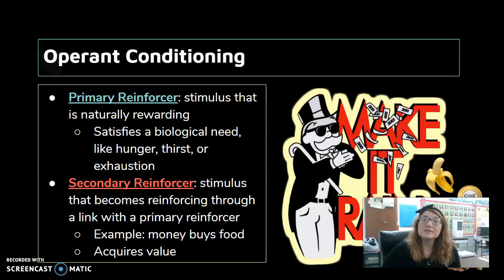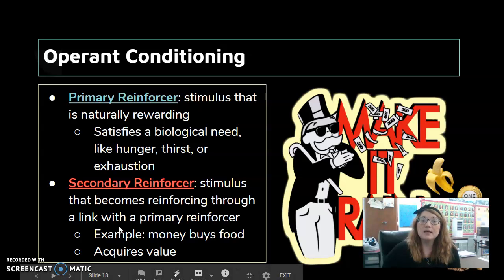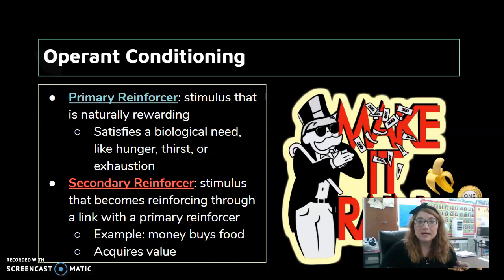But then we also have secondary reinforcers. And these are items or symbols or objects that later become associated with a primary reinforcer. So for example, money itself is just paper and coins, and it doesn't really have any meaning to us. But we know that we can buy things with money, therefore it has value to us. You can buy food, you can buy clothes, you can buy a home.